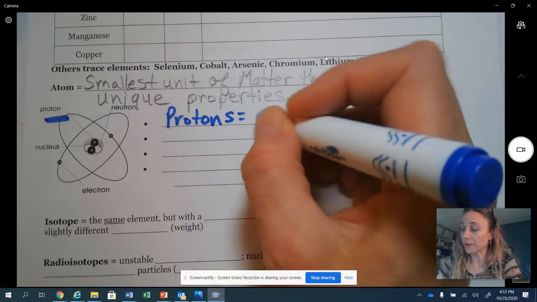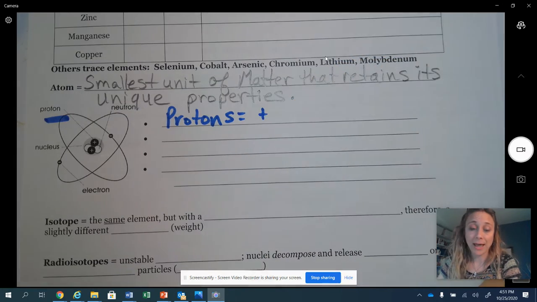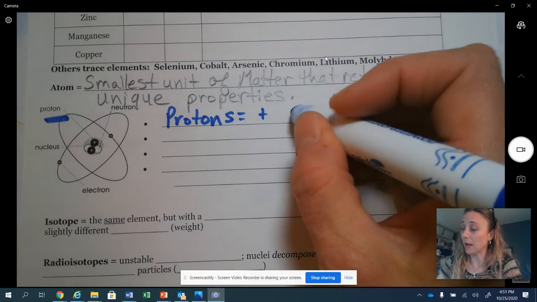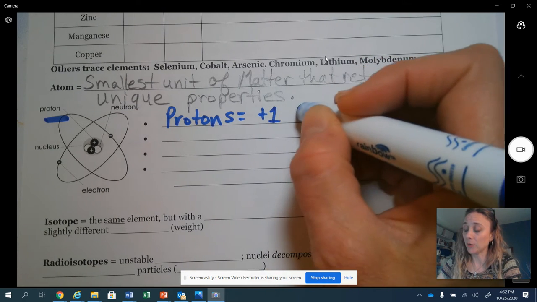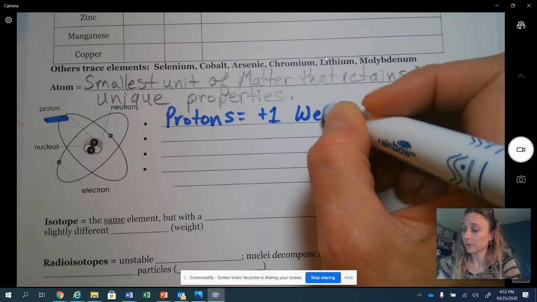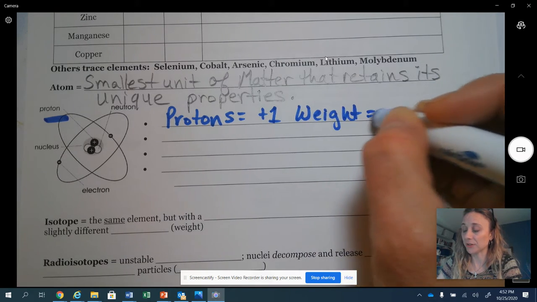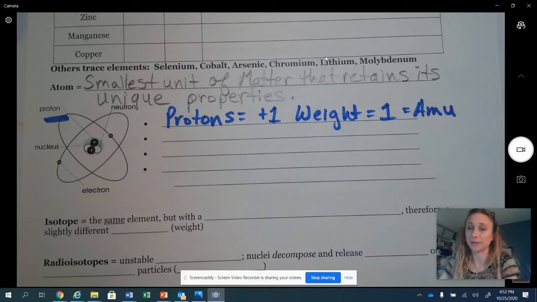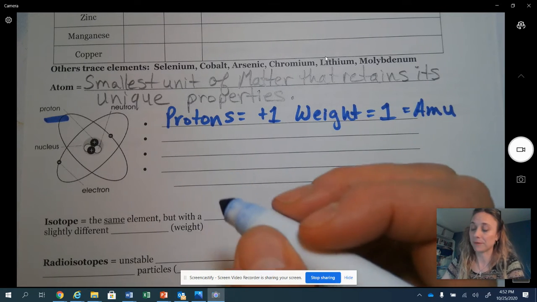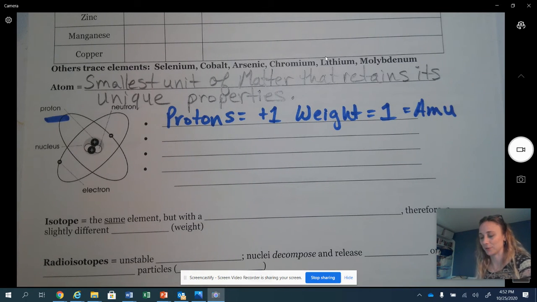Protons are positive, so we give it a little plus sign, and they weigh approximately 1. So they have a charge of positive 1, and we give it a weight of 1. We just decided 1 proton weighs 1 atomic mass unit. All right, we made that up, but that's how that goes in science. You're like, cool, I'm going to make that a weight of 1. Everything else is compared to protons.